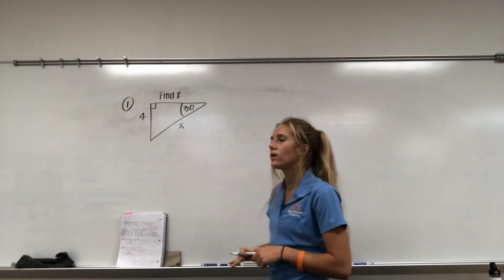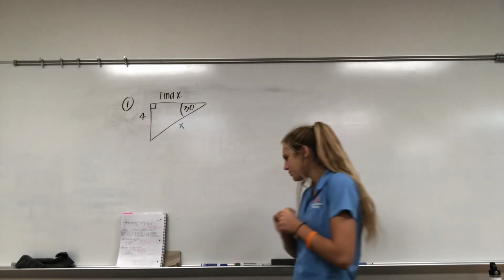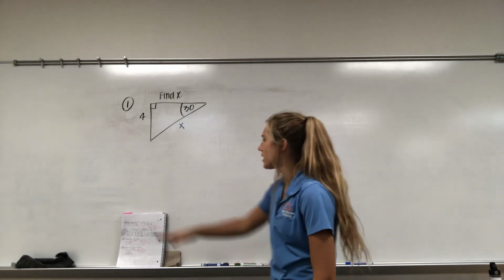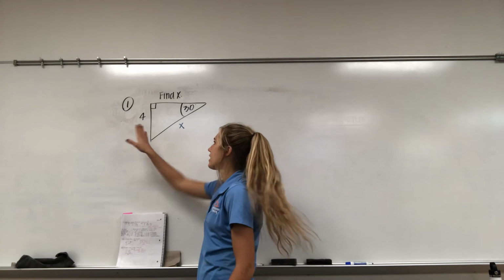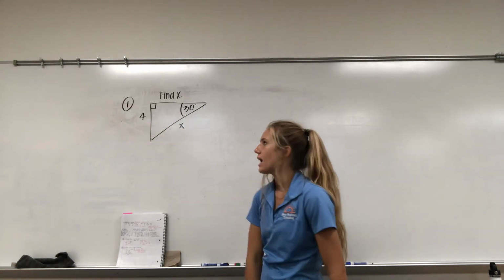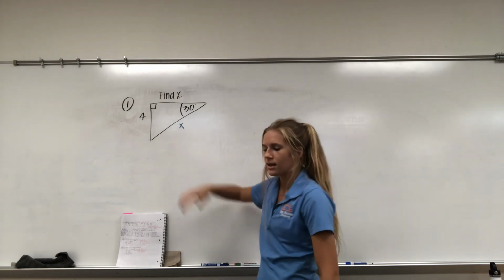Okay, so I wrote this problem up on the board. This is going to be your most generic trig problem. It's a right triangle, obviously. They give you one side, they give you the measure of one angle, and they ask for the measure of another side.